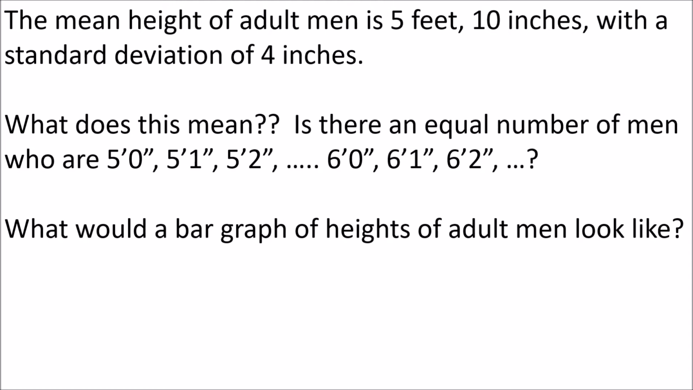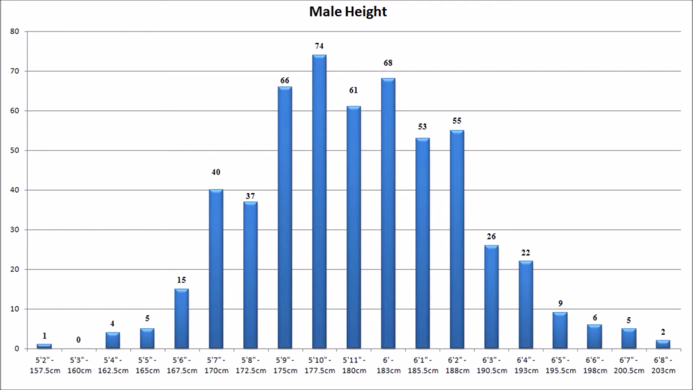Will there be an equal number of men who are 5'0", 5'1", 5'2", 6'0", 6'1", 6'2"? Would all heights have an equal number of people? What would a bar graph look like? Well, no, the heights are not going to be equal. The majority of men will be close to 5 foot 10 inches. There are a lot fewer people in my region of 5 foot 4 inches tall, compared to many of the other heights. The majority of the heights are closer to 5 foot 10 inches.